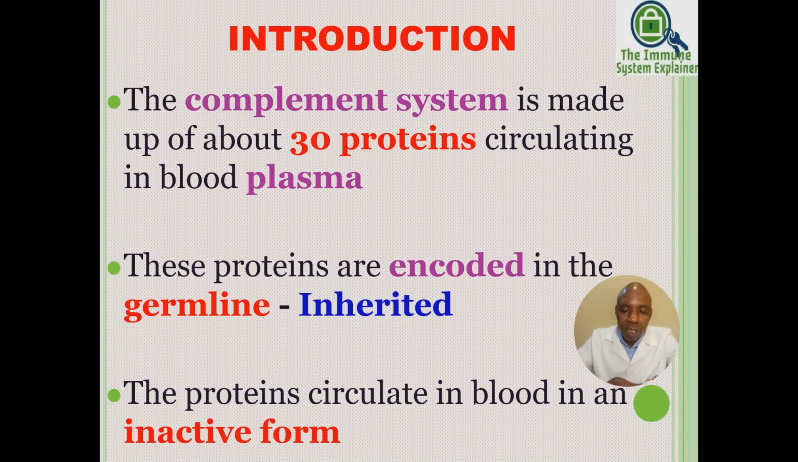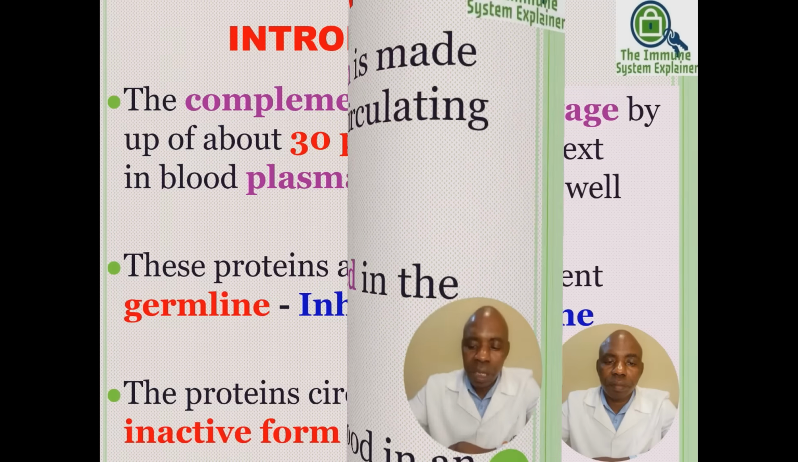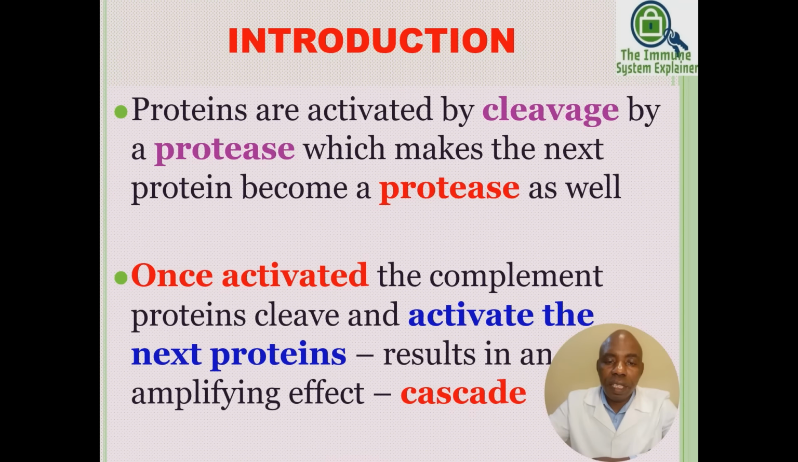The proteins circulate in inactive form. In biochemistry, enzymes that happen to be inactive are called zymogens. These proteins are activated by cleavage by a protease, which makes the next protein become a protease as well. And once activated, the complement proteins cleave and activate the next proteins.